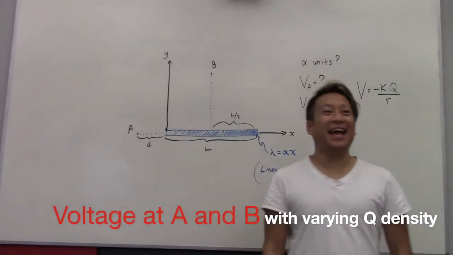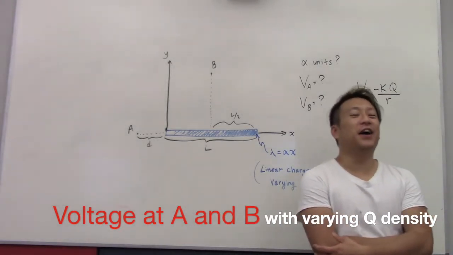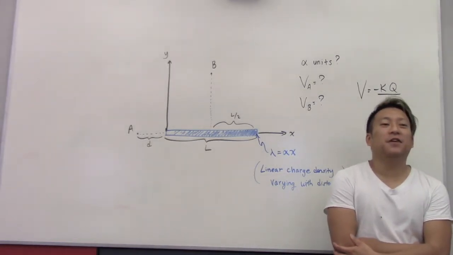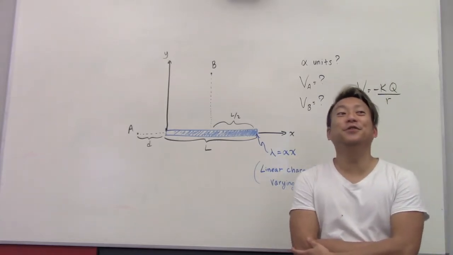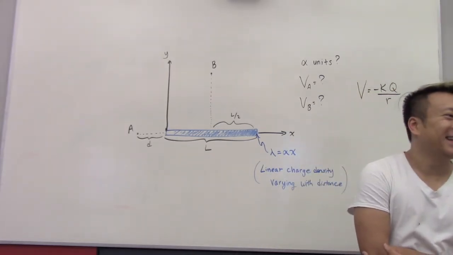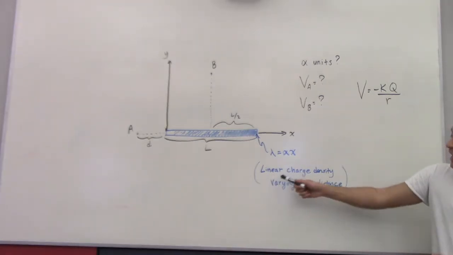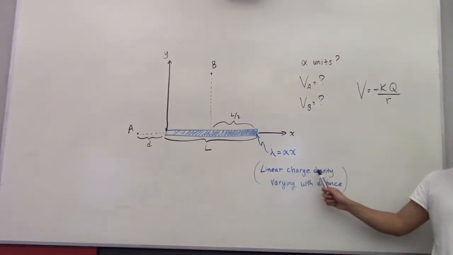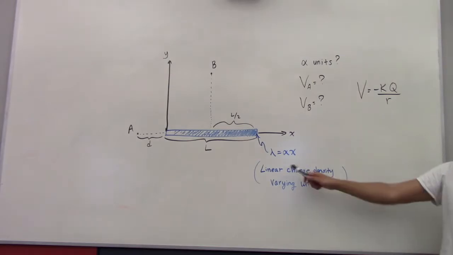All right. Now we have this situation, guys. We're going to revisit that charged rod that we did two weeks ago. However, this charged rod is not uniformly distributed. It is in fact changing with distance, varying with distance. So I call this the linear charge density varying with distance. Let's try and see if we can understand this.